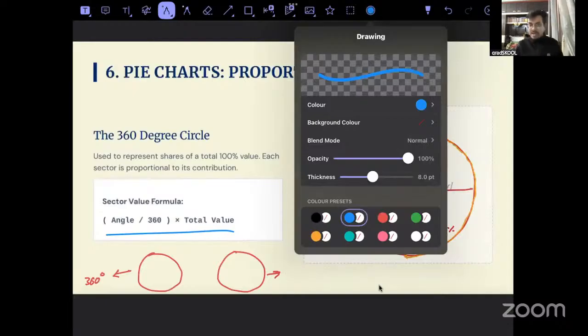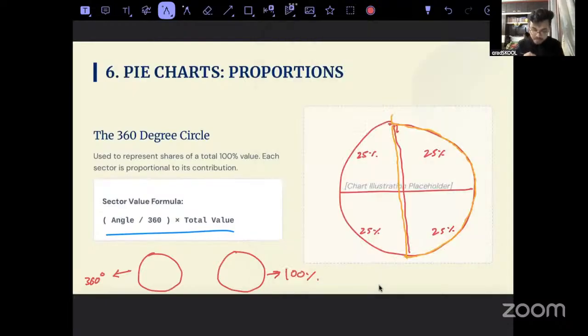So let me go forward. What is the formula given? Angle upon 360 degree into total value. Forget about this right now. Angle upon 360 degree. Something relatable which I told you right now.